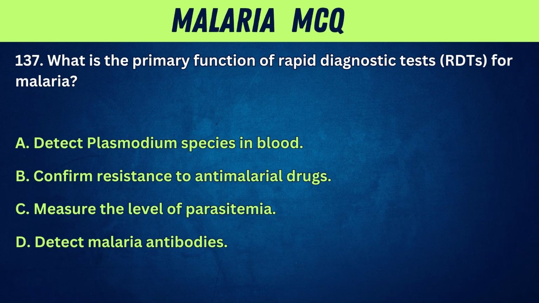137. What is the primary function of rapid diagnostic tests, RDTs, for malaria? A. Detect Plasmodium species in blood. B. Confirm resistance to antimalarial drugs. C. Measure the level of parasitemia. D. Detect malaria antibodies. Answer: A.